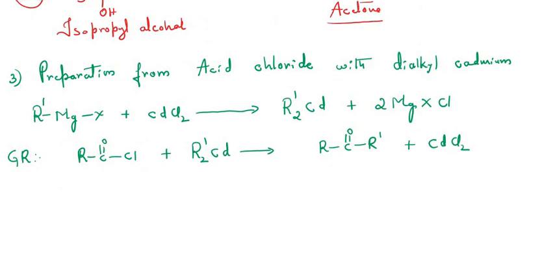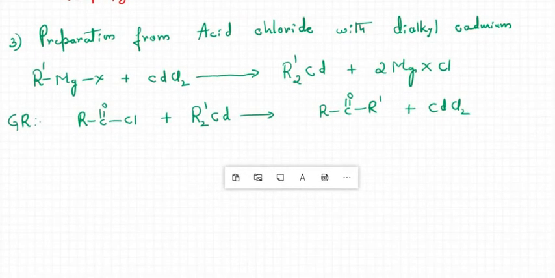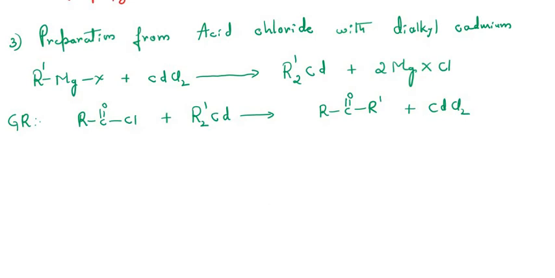So the third method is preparation of ketones from acid chlorides with dialkyl cadmium. I hope you are understanding here, dialkyl cadmium. First we have to prepare the dialkyl cadmium reagent. How to prepare them is mentioned here in the reaction. Initially we have to take a Grignard reagent, RMgX, and treat it with cadmium chloride, but this is not a dialkyl cadmium, it is CdCl2.